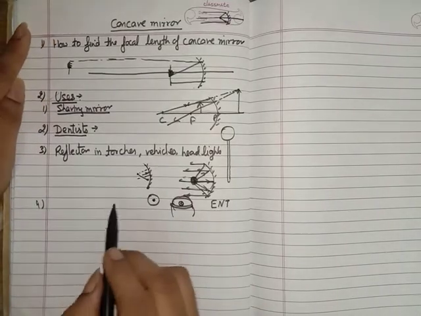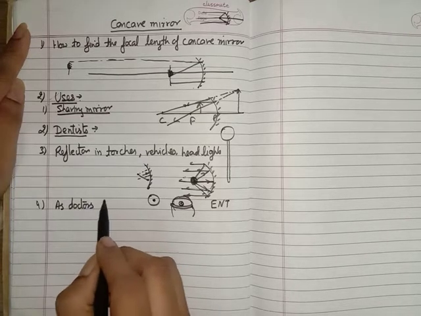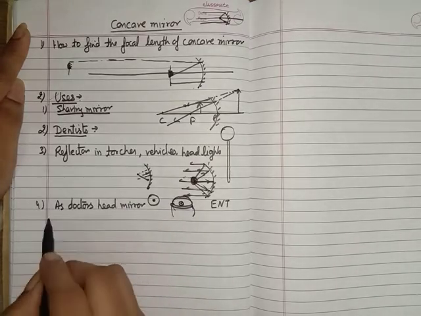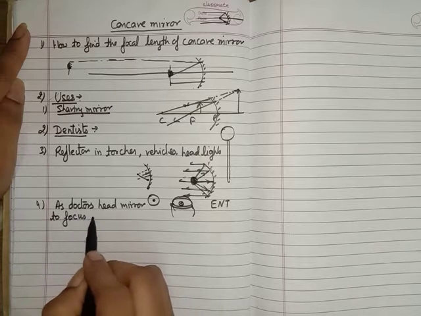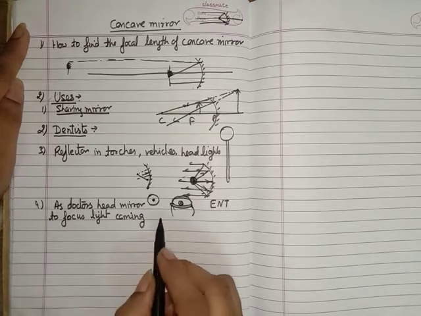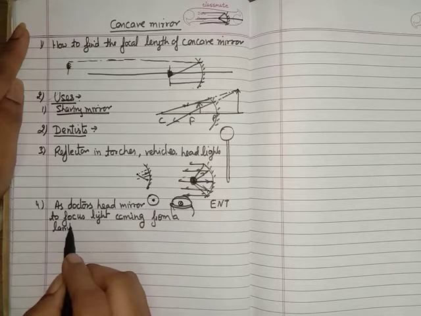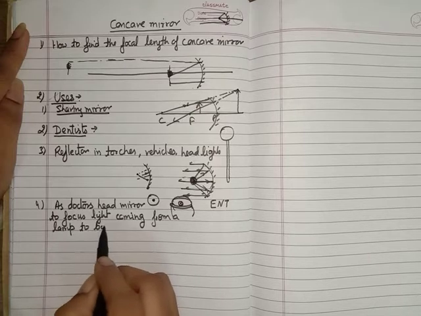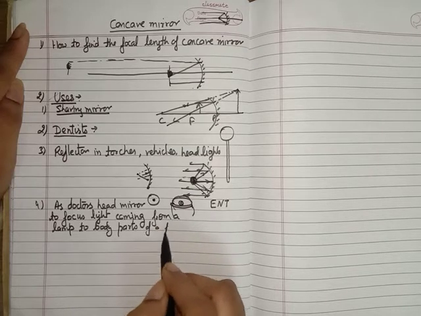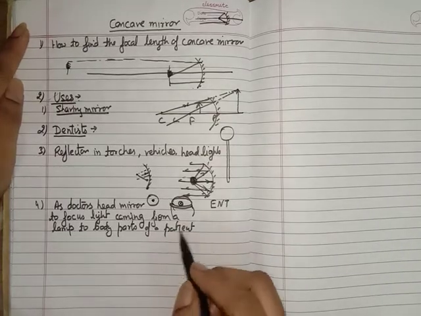So we can say that doctors use a head mirror to focus light coming from a lamp to body parts of a patient. Okay, the body part which the doctor wants to examine.